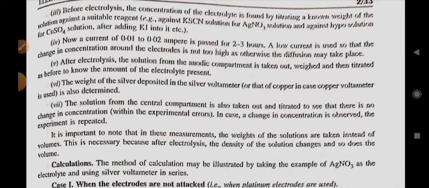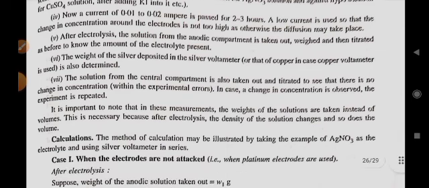A low current is used so that the change in concentration around the electrodes is not too high, as otherwise diffusion may take place. After electrolysis, the solution from the anodic compartment is taken out, weighed, and then titrated as before to know the amount of the electrolyte present.